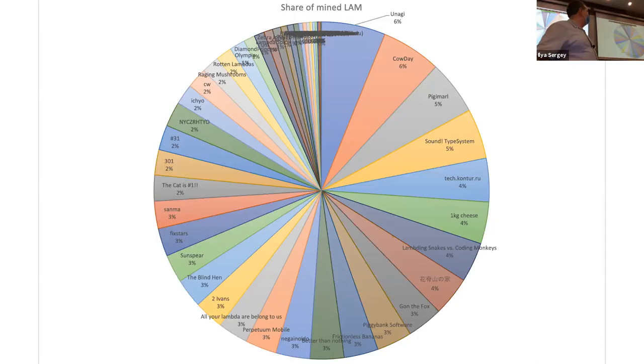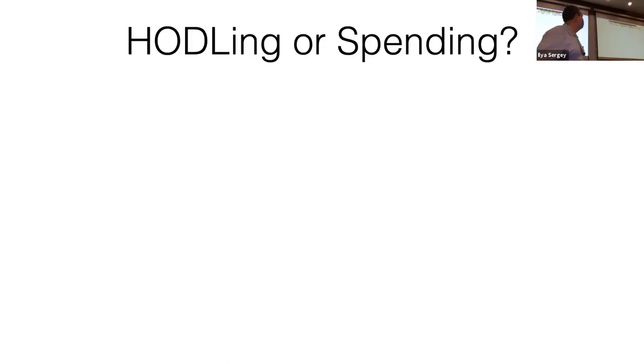Okay, the distributions of mined coins by the team. The team on the top right corner, which you cannot see, is team Unagi. That's a Japanese team that pretty much wins it every year. So, the good economic question: should you spend the Lambda coins or should you hodl them?